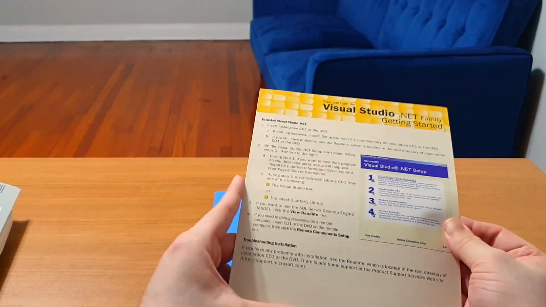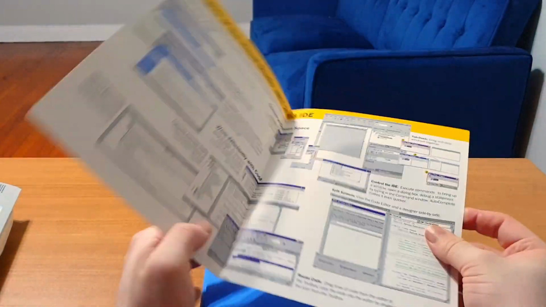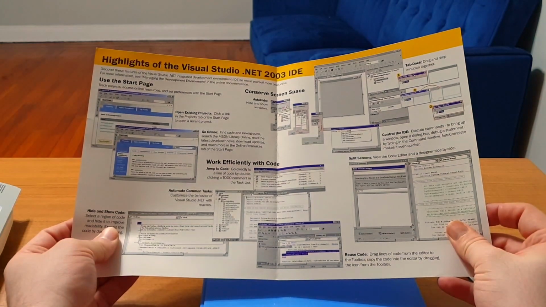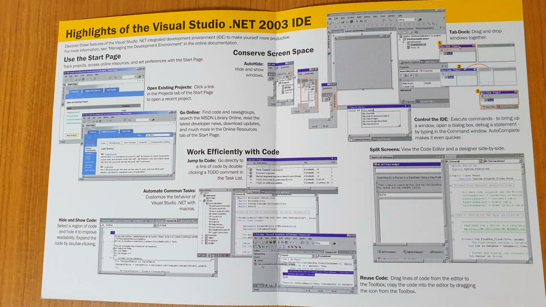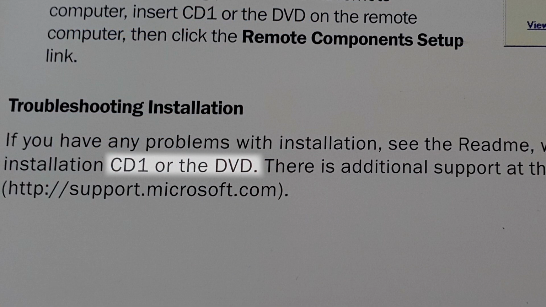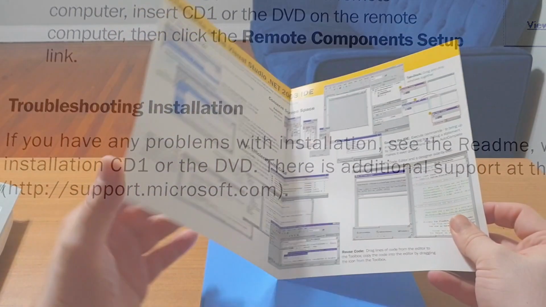Continuing through the pile, next up is this quick start guide, which just outlines how to install Visual C#. There isn't that much to say about it, but one thing of note is that this version of Visual C# was also available on DVD. I had been under the impression that Microsoft didn't start using DVDs for software distribution until much later, but it appears that I was wrong on that account.